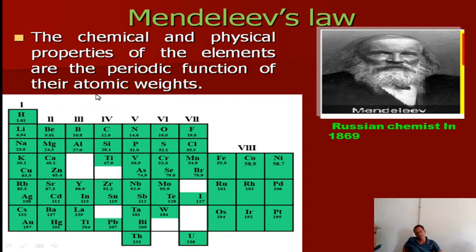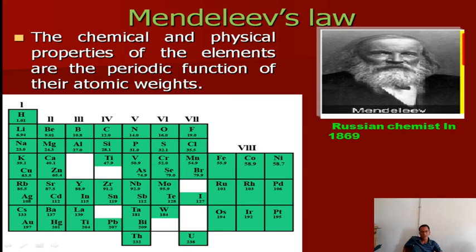He also selected the periodic property, that is atomic weight. That means he selected atomic weight versus other physical and chemical properties on the basis of atomic weight. And he was a Russian chemist in the year 1869. He made this table, and this table is called Mendeleev's periodic table, and the law is called Mendeleev's periodic law.